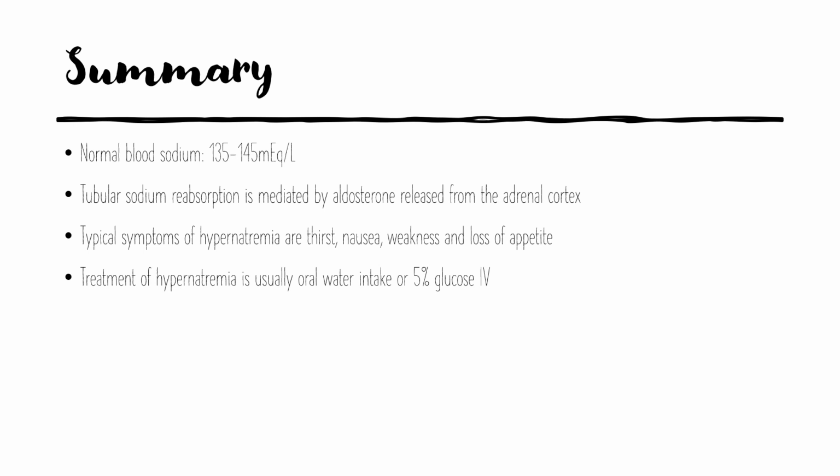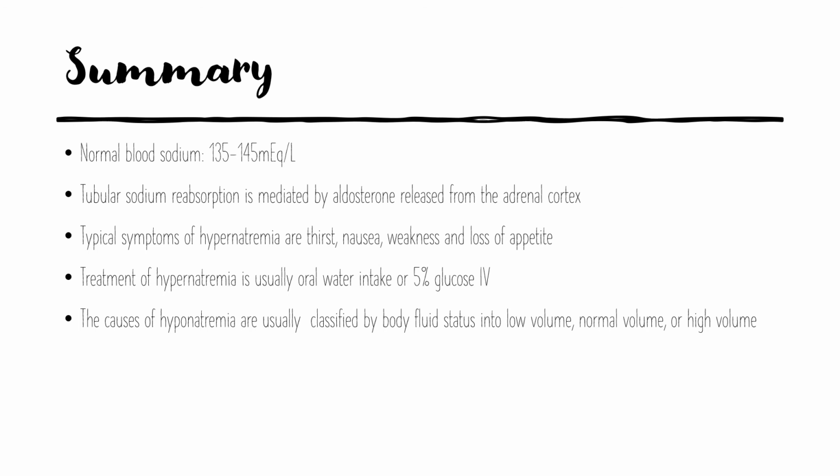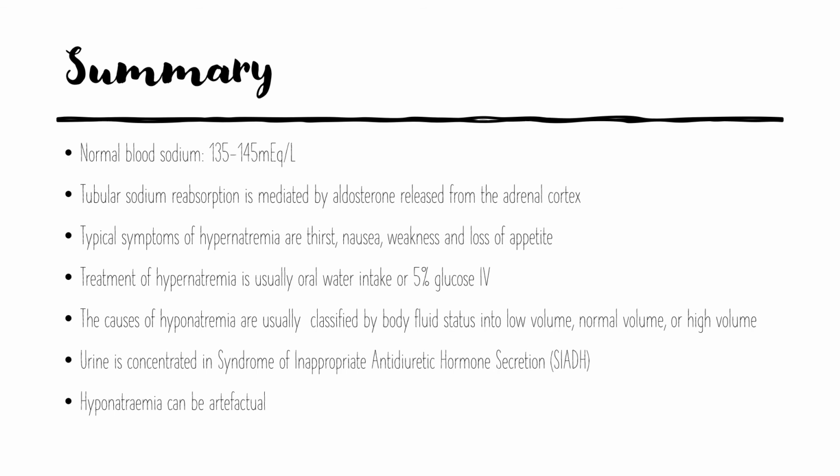The causes of hyponatremia are usually classified by body fluid into low volume, normal volume, or high volume, as well as osmolality and urine concentration. Urine is concentrated in syndrome of inappropriate ADH secretion. And lastly, hyponatremia can be artifactual. For instance, if you take a sample from the patient's arm with a drip in it, or if there are raised glucose or lipid levels in the blood, this can cause what seems to be low sodium levels in the blood, but isn't actually true low blood sodium.